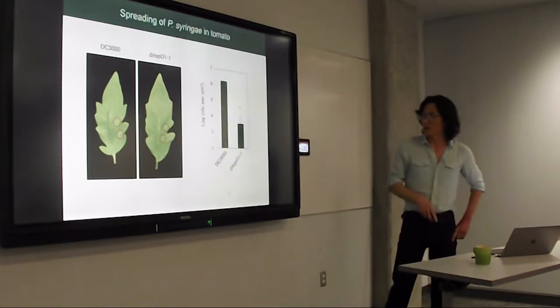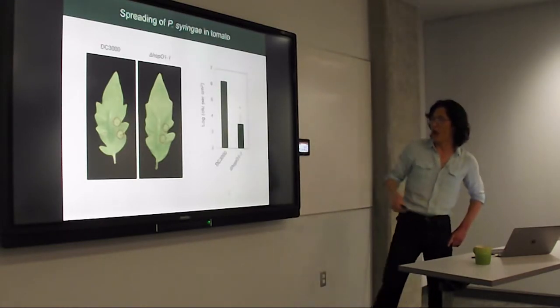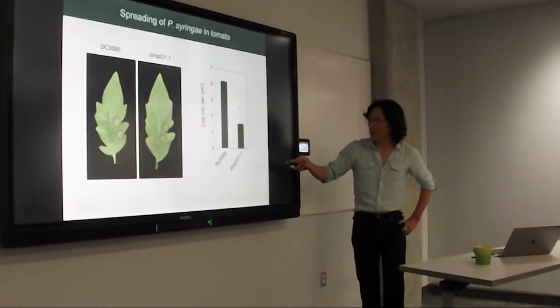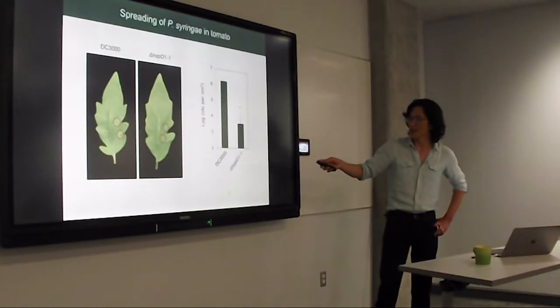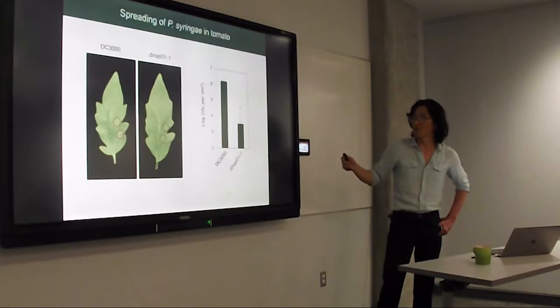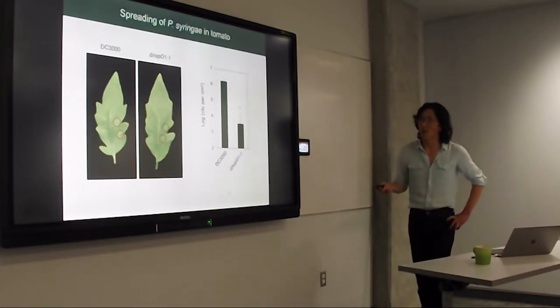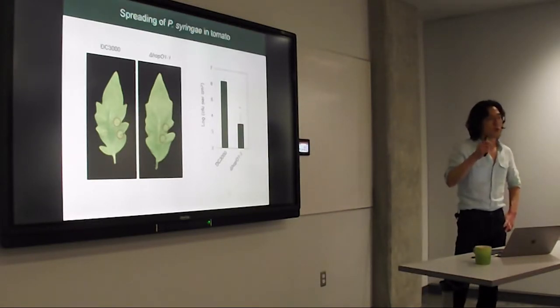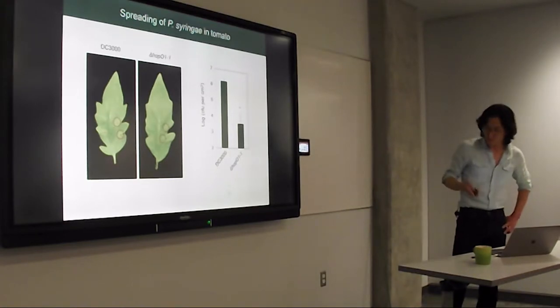I also quantified how much bacteria I could recover from the surrounding tissue, and what you can see is, again, compared to the wild-type strain, deletion of HPV1 shows almost 54 to 100-fold decrease in bacterial population. So it suggests that HPV1 plays an important role for bacteria to spread from the initial infection site to the surrounding tissue.